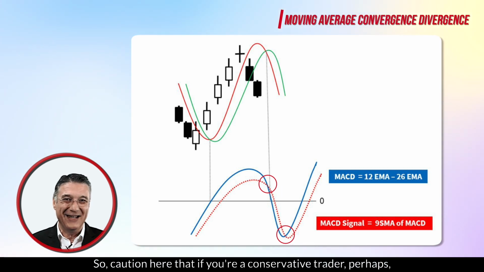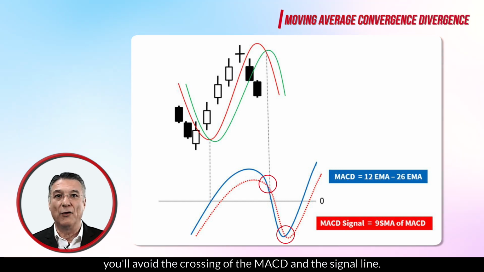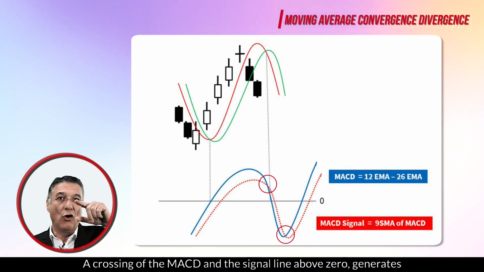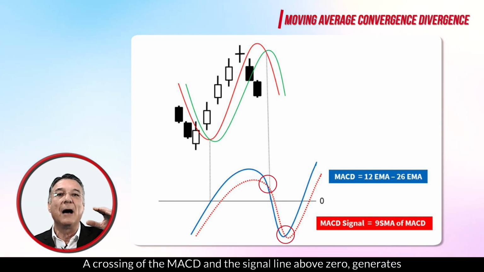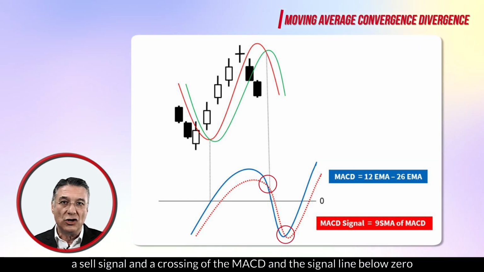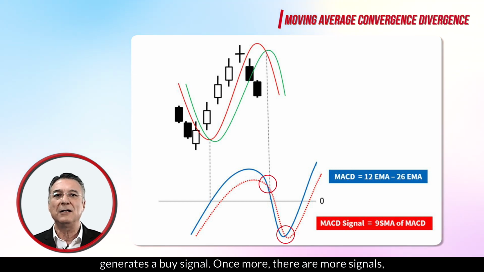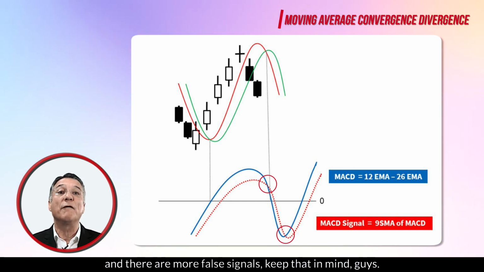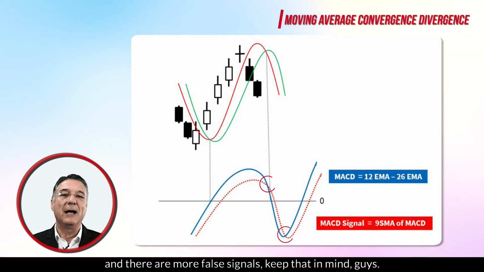So, caution here: if you are a conservative trader, perhaps you will avoid the crossing of the MACD and the signal line. A crossing of the MACD and the signal line above zero generates a sell signal, and a crossing of the MACD and the signal line below zero generates a buy signal. Once more, there are more signals and there are more false signals. Keep that in mind, guys.